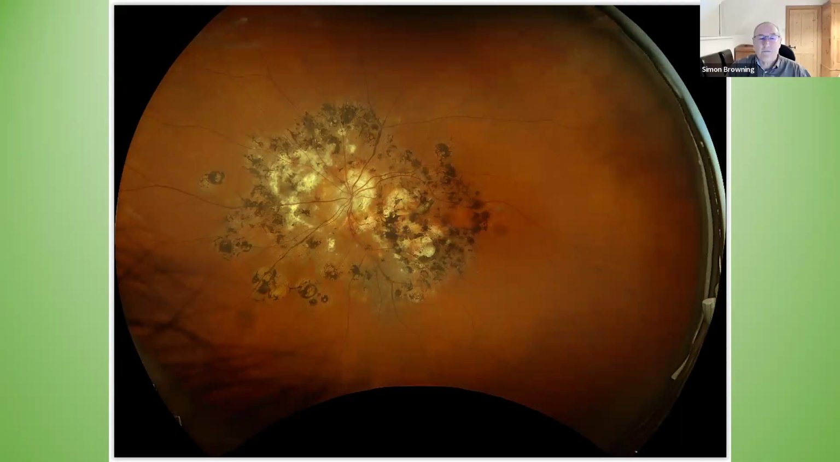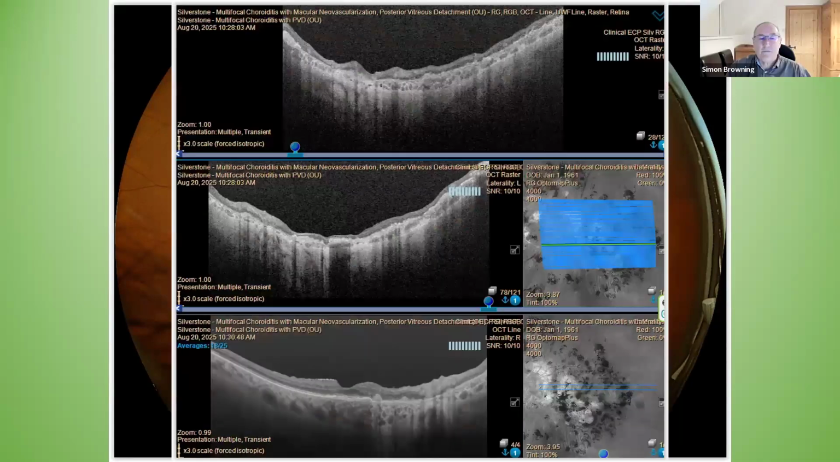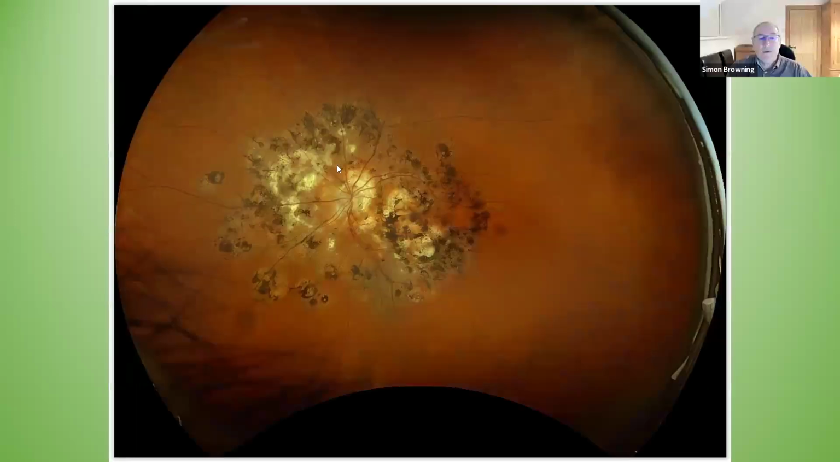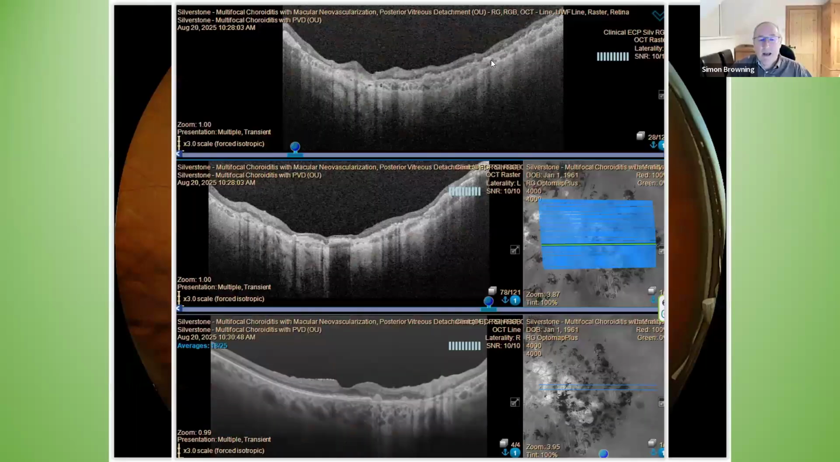And this is multifocal choroiditis. So you can see you've got lots of different sites of choroiditis inflammation going on. And all these sites, these different focal points, are known as multifocal choroiditis. And here you can see the effect on the OCT on the retinal pigment epithelium. It's fairly heavily destroyed there. Got a nice little image with the OCT there.